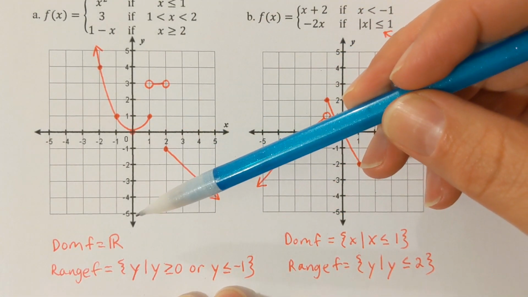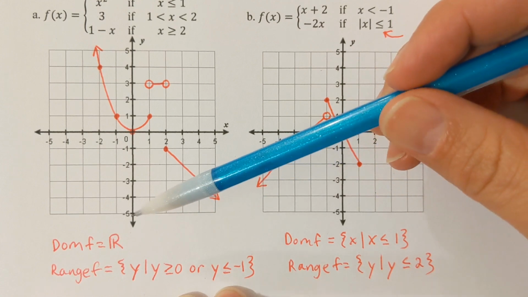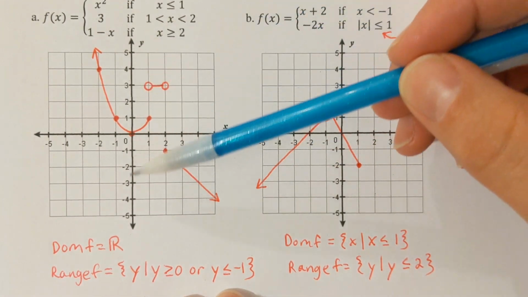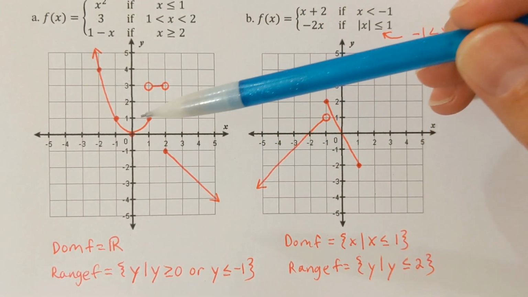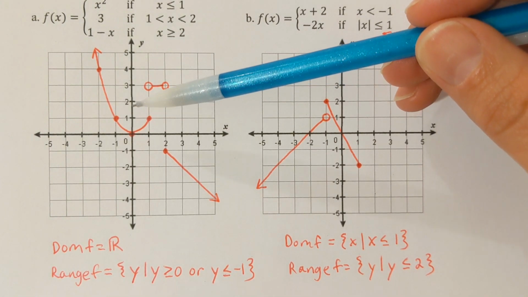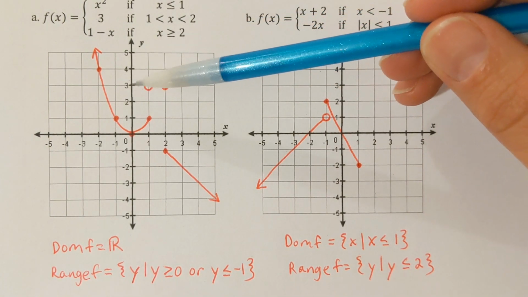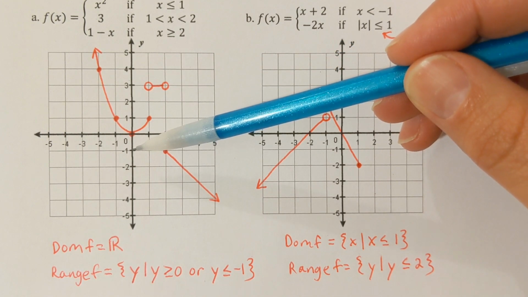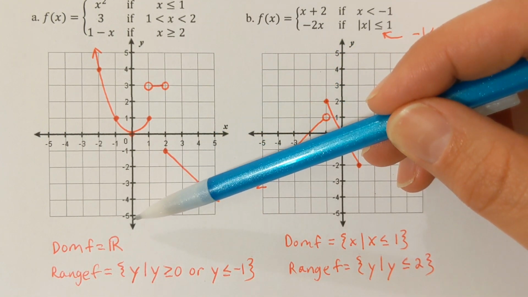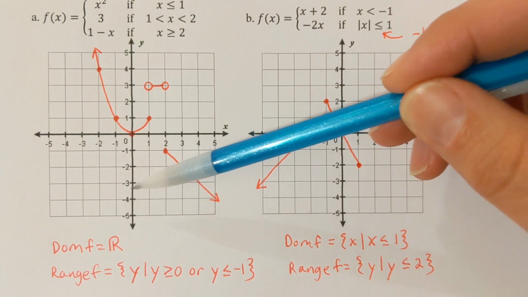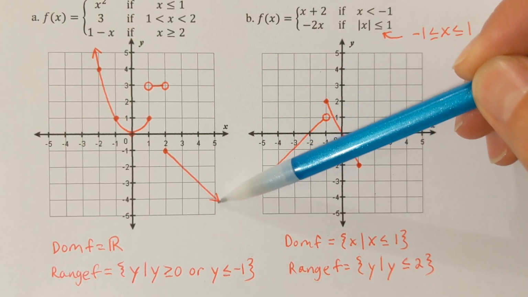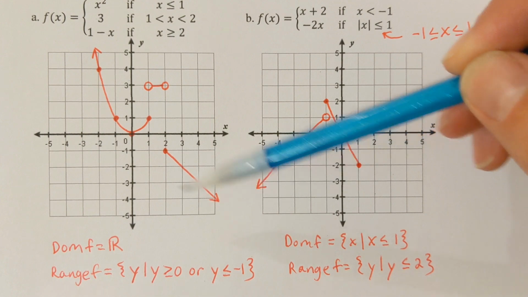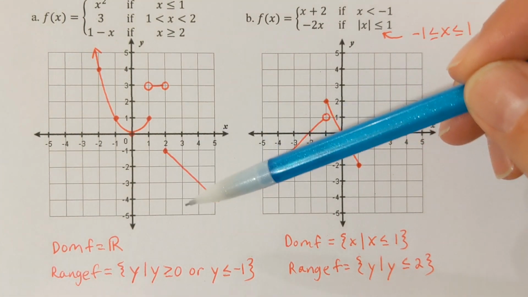So to get the range, we're talking about the y values, and I can just scan the y-axis here. Looks like anywhere that is 0 or bigger, if I look to the left or to the right, I'm going to be on the graph. Also, anywhere that is negative 1 or less, if I look to the left or to the right, specifically to the right, I'm going to be on the graph. If you're on the graph, you're in the range. If you're not on the graph, you're not in the range.